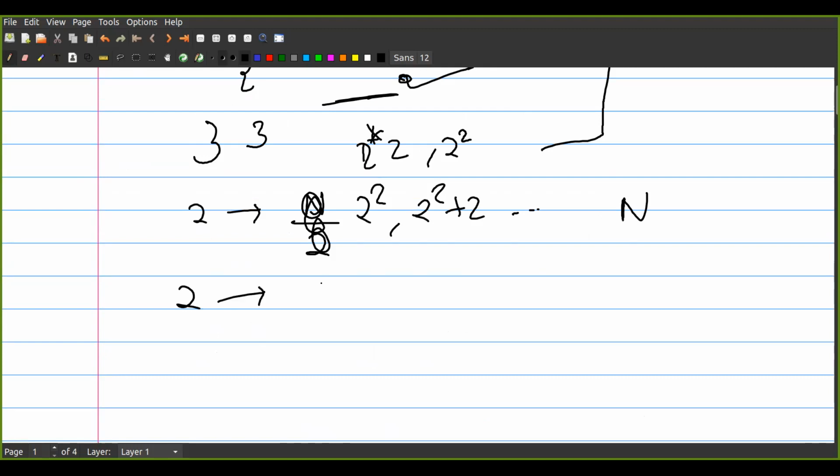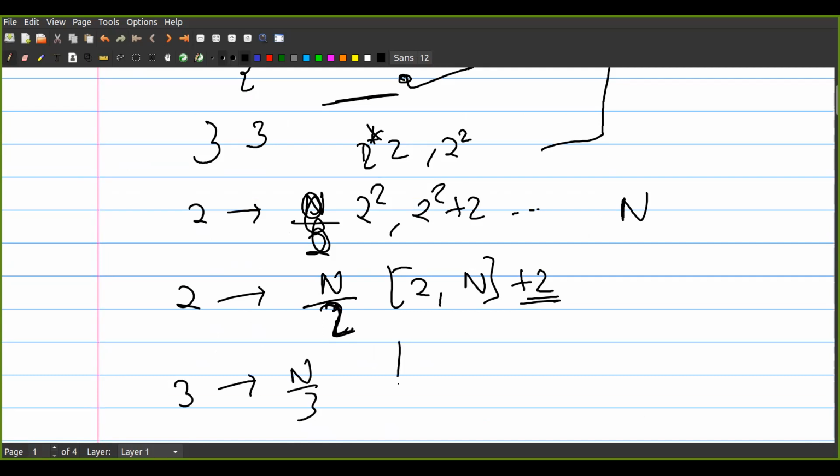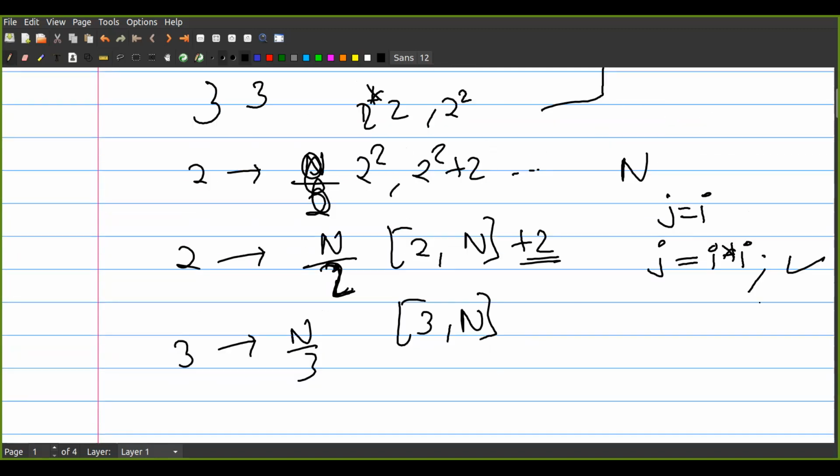So for 2, it will be n by 2 operations, right? Because I am moving from 2 till n, and I am taking steps of 2. For 3, it will be n by 3, since I am moving from 3 till n. Considering now that I start the inner loop from j equal to i and not j equal to i square, I will take that case also, but first let me begin with this.